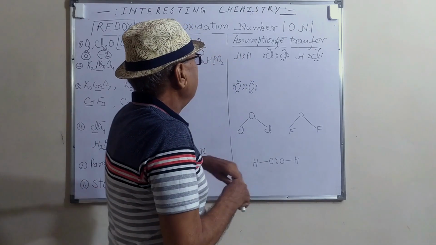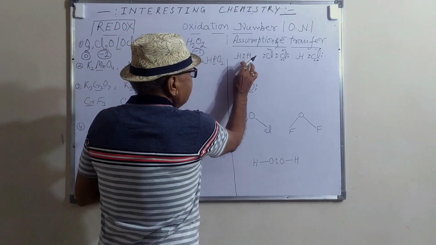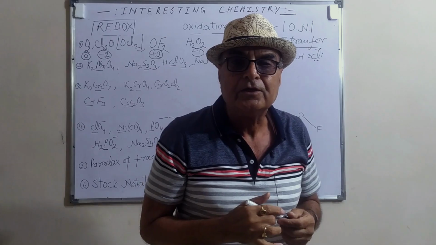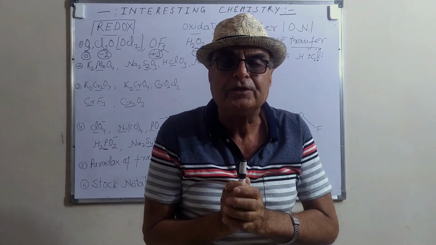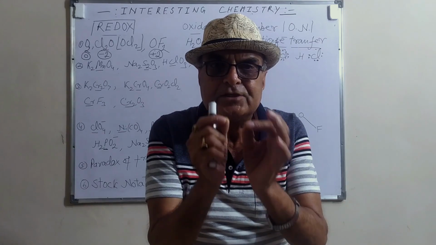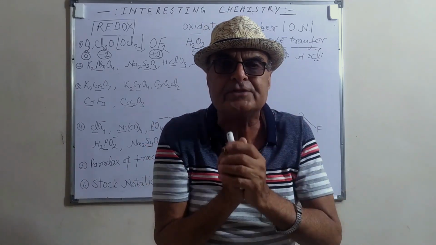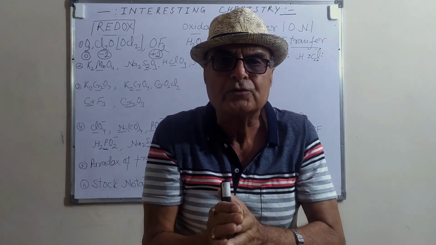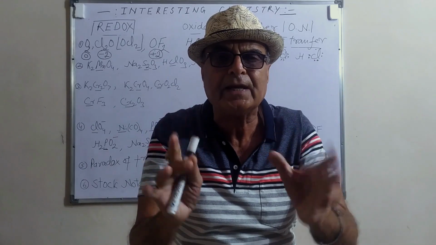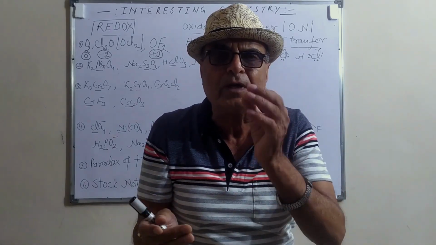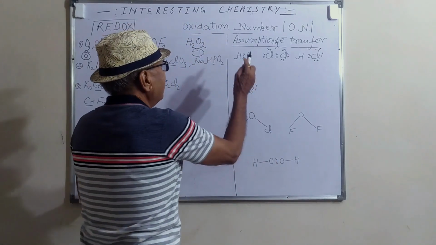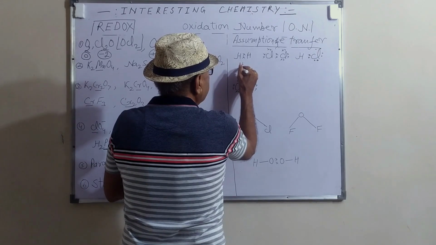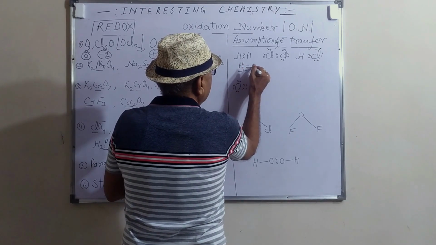So the electron density of each hydrogen is equal. Listen carefully: the distribution of the electron density on both hydrogen atoms is equal. So no question arises of forming a formal charge. Hence in H2, the oxidation number of hydrogen is equal to 0.